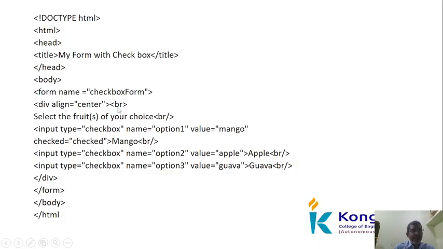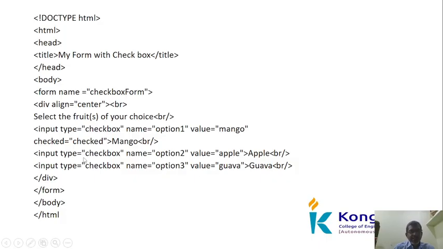I'm giving the break so that the text is not typed continuously; it will give a line break. It is given as "select the fruits of your choice". Then I make three inputs. The first input is a checkbox, and its option is mango. For the second checkbox, option two value is apple, and option three is guava.